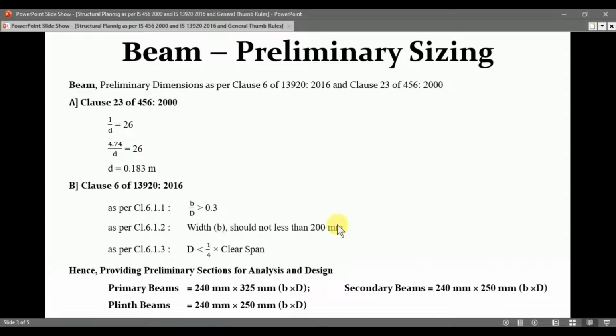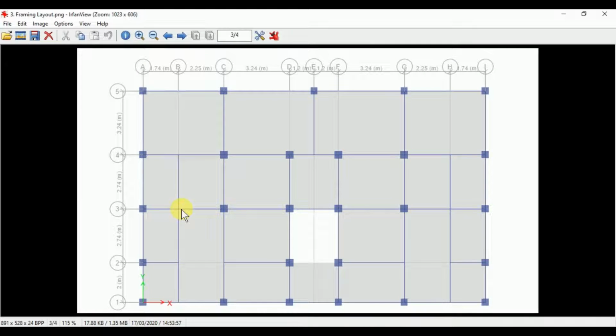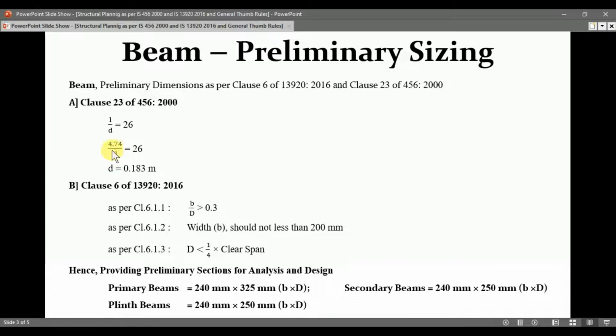So the L by D ratio is 26, whereas the longest beam in our plan is this, which is 2 plus 2.74, which is nothing but 4.74 meter. Hence 4.74 divided by D is equal to 26. Then D comes to around 0.183 meter. Hence the effective depth of our beam should not be less than 183 mm. But as per clause 6 of IS 13920-2016, there are some other codal provisions that need to be satisfied. So let's first see clause 6 of IS 13920-2016.